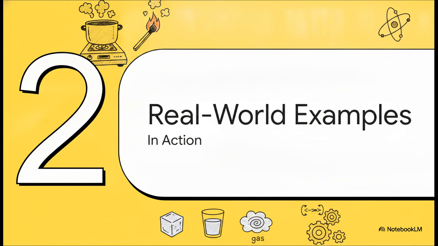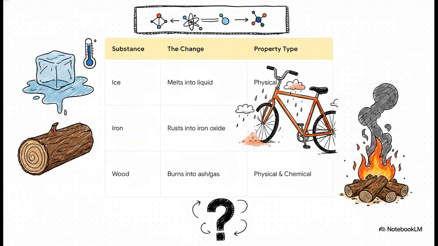Let's move to Section 2 and see how this builds in the real world. Let's take these abstract definitions and ground them in everyday reality. Let's walk through this together. First up, we've got ice melting at 0 degrees Celsius. The change here is from a solid to a liquid. But as we just talked about, it's still water. Therefore, pure physical change, no doubt about it.